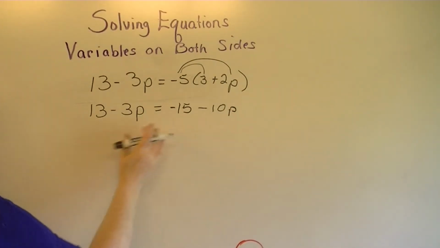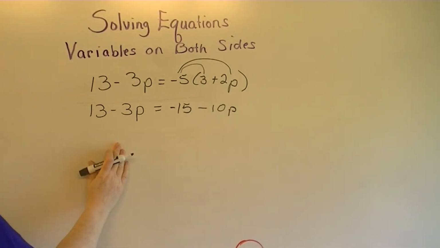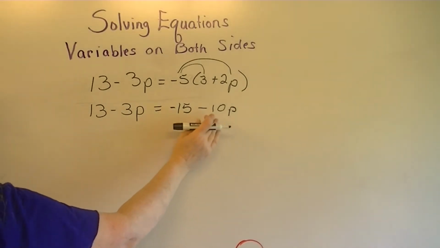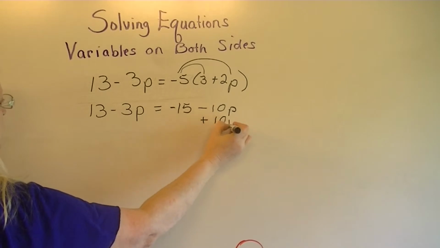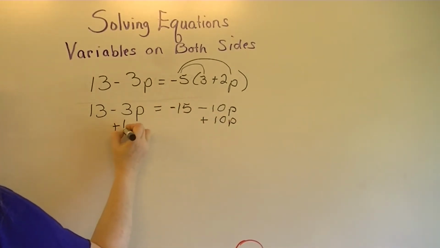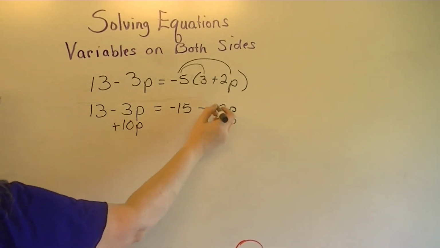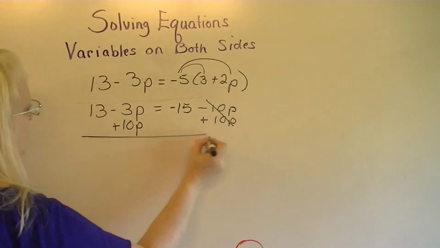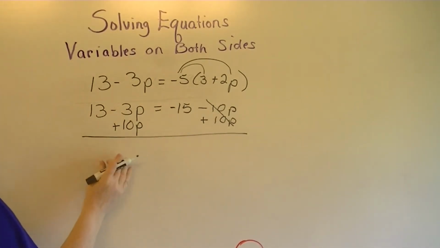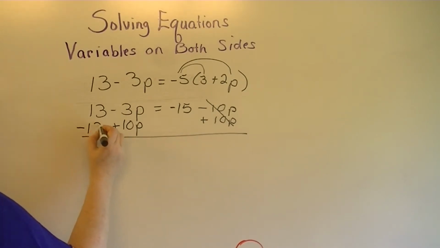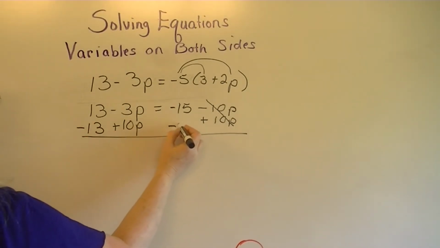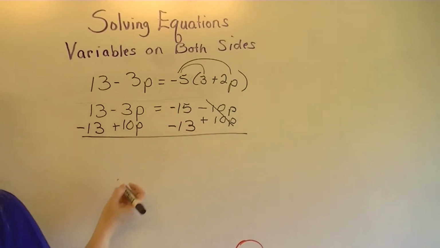Now I have variables on both sides. I'm going to move the 10 to the left, so I'm going to take the opposite. I'm being very careful. That cancels out. I'm going to draw my line. Now, I decided I'm going to leave my variable on the left, so I'm going to move my number, which is called a constant, to the other side.